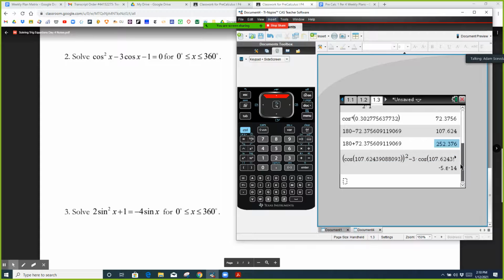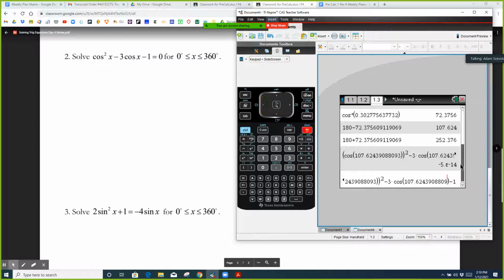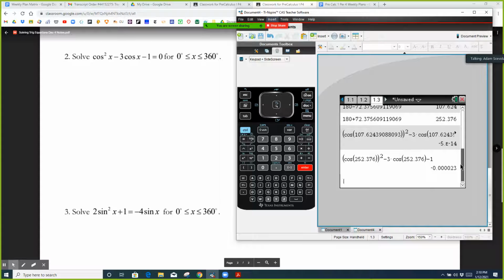All right. And then you can check the other one by plugging in the other angle, by plugging in like 252.376. And then here, plugging in the other angle, 252.376. And you get another number that's really close to 0. Not as close because I rounded more, right?